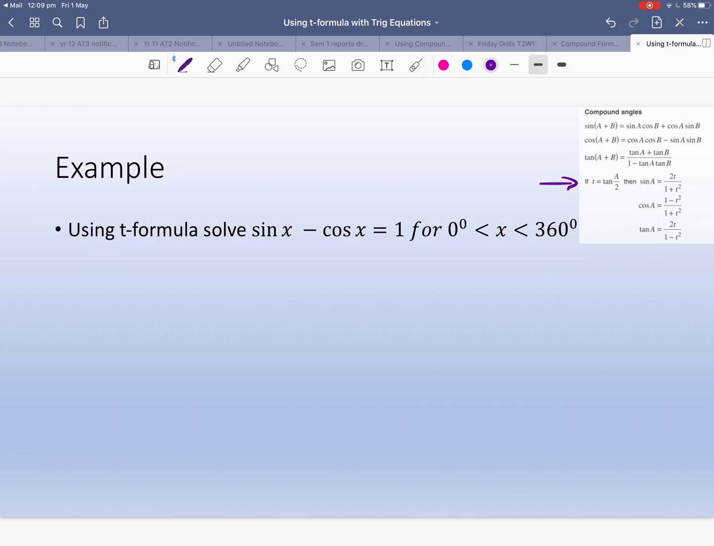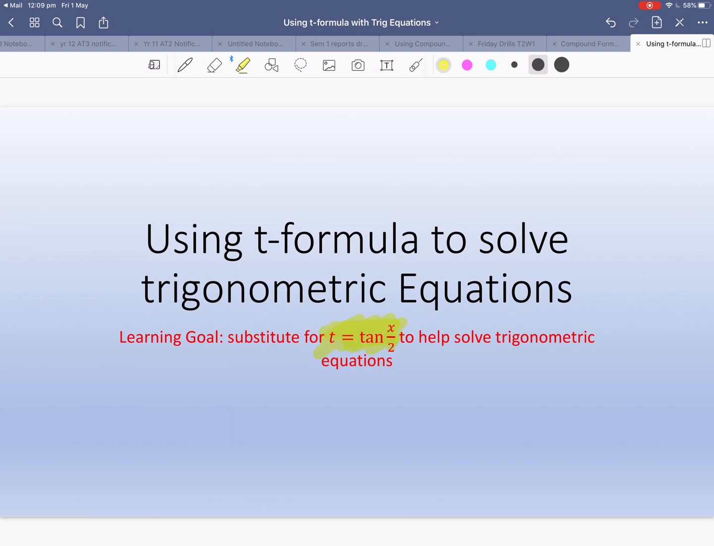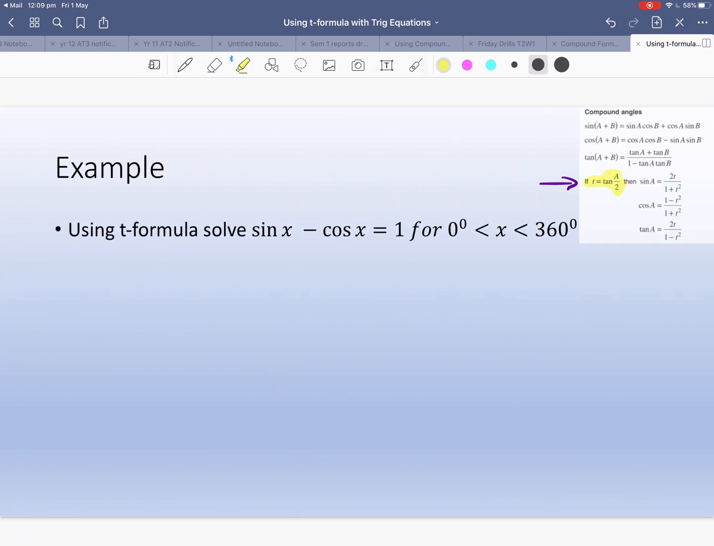Okay, so it's under compound angles, and then you get this, and this is what sine A, cos A and tan A are. But it's all reliant on t equals A on 2. We often use it as x on 2 like it was here in the learning goal. So what I'm going to do is exactly what the question's asking me to, and I'm going to use the t formula to solve this.